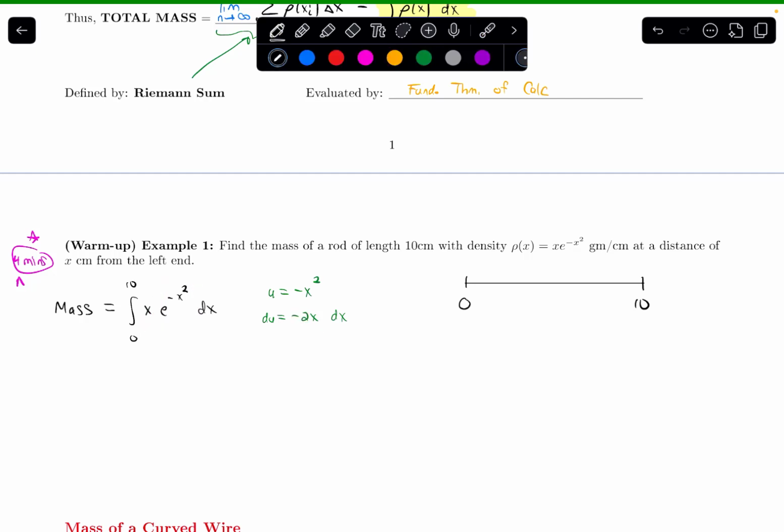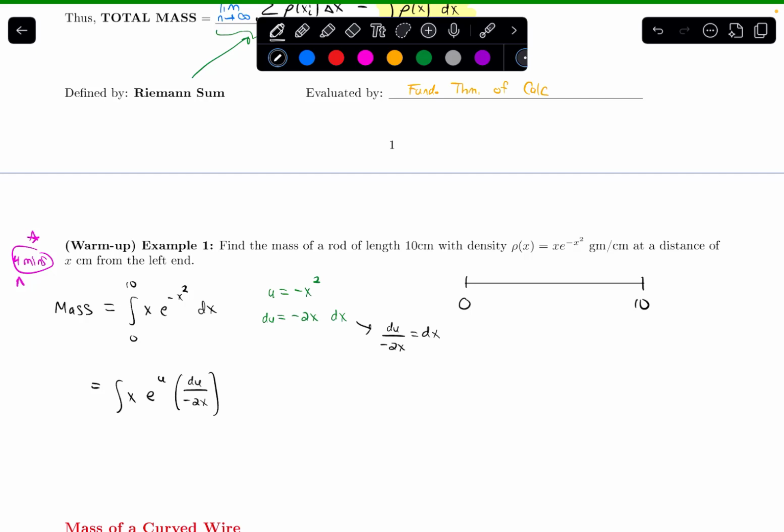So now I can take this and isolate the dx. I'll divide and get du divided by negative 2x equals dx. So I can sub in. When I sub into this, I have x times e to the u, and then the dx part became du over negative 2x.